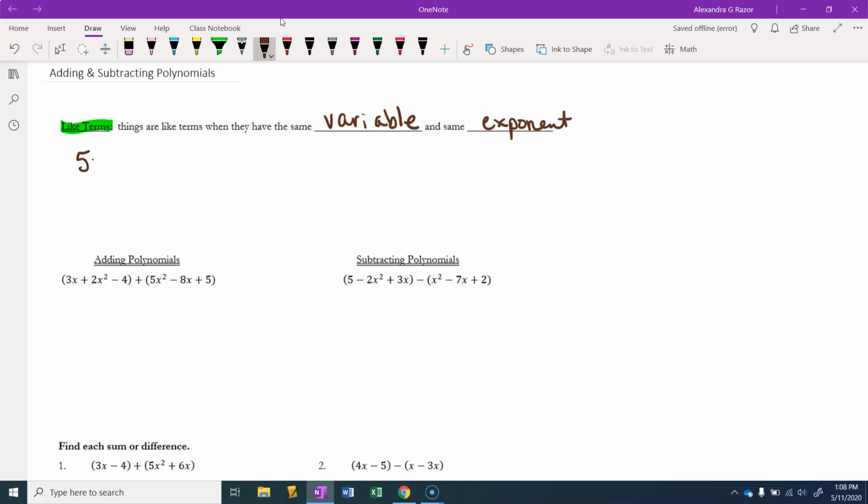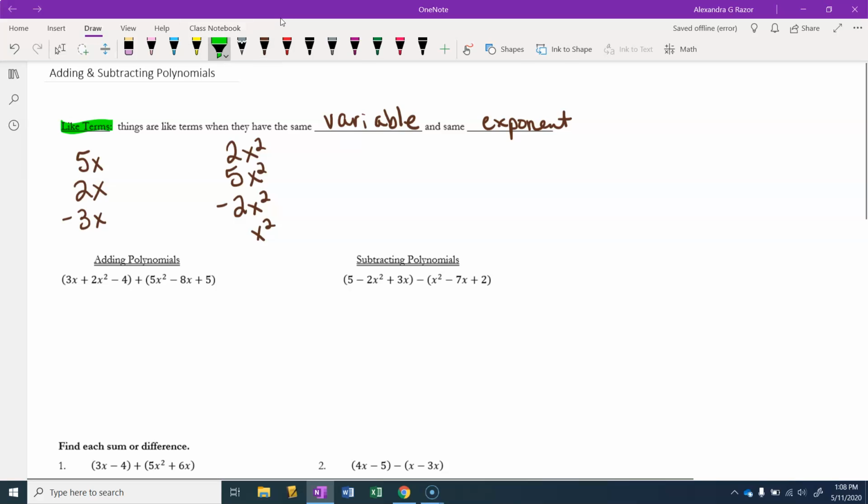So 5x is a like term with 2x is a like term with negative 3x. 2x squared is a like term with 5x squared, negative 2x squared, and even x squared. Because if you notice, they have the same variable, and then this one has the same variable and same exponent.